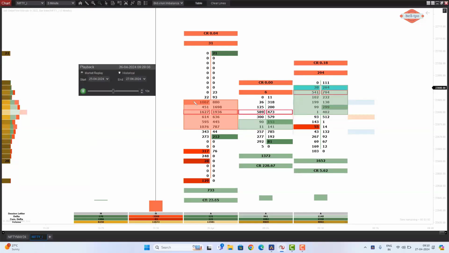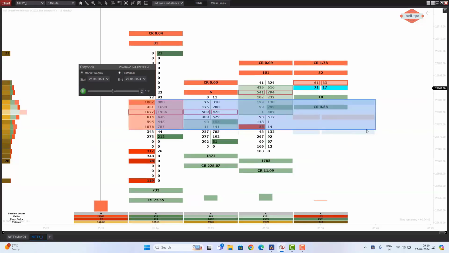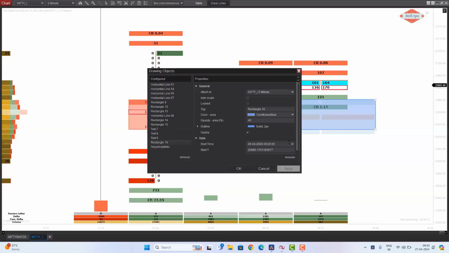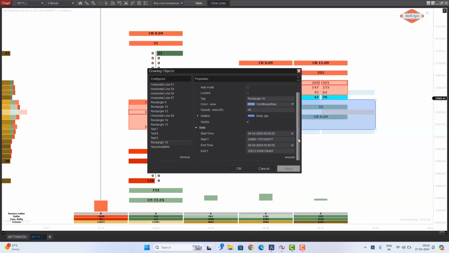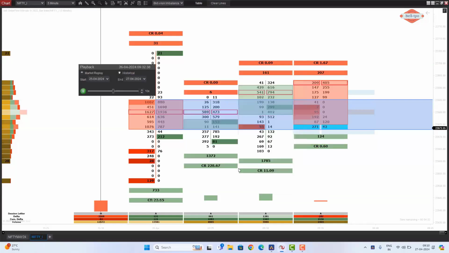So I'm just marking the zone here. You can see where the clustered activity is, the volume cluster activity, I'm marking it as a zone over here. Now this price action zone is going to be an area of importance to me, right? I'm going to extend this zone till 27th. So it means the entire zone will be extended till the end of the day.